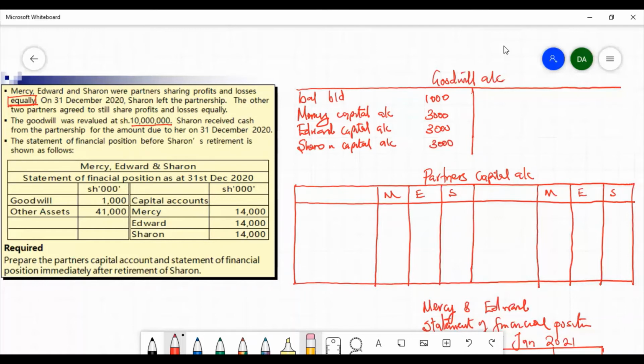Then let us go to the partner's capital account and do the double entry of that transaction. In the partner's capital account, the balance brought down of capital is 14 million for each partner. And then we record the increase in goodwill, which is from the goodwill account. Increase in goodwill is 3 million each.